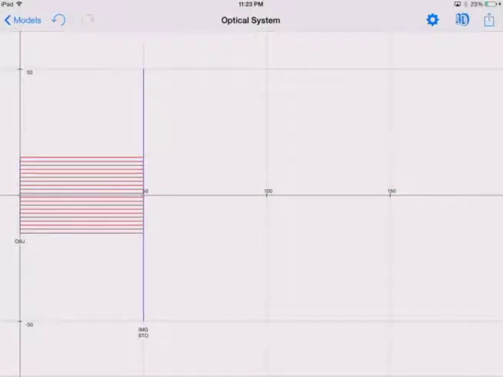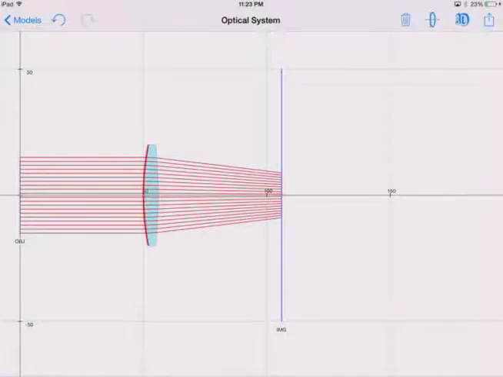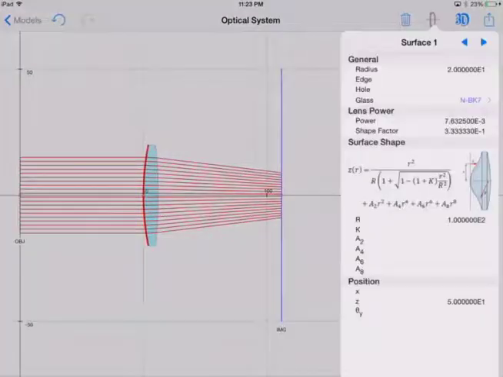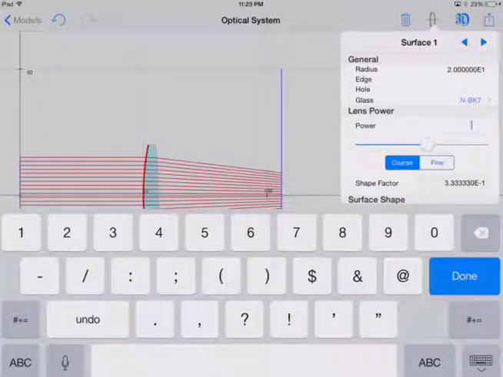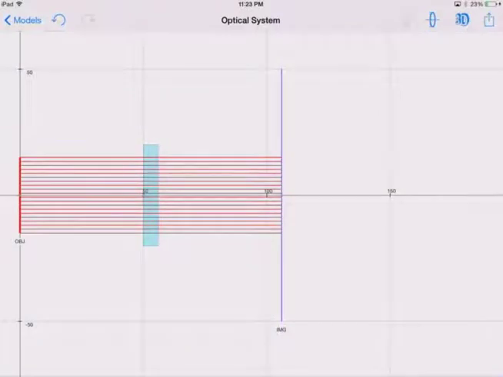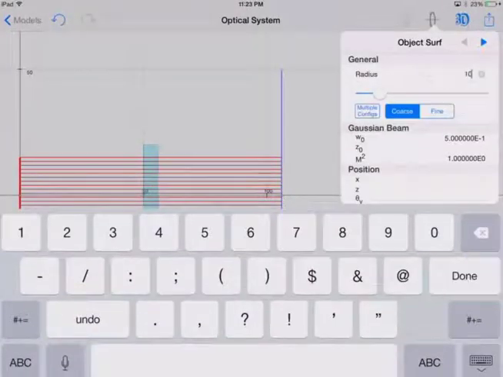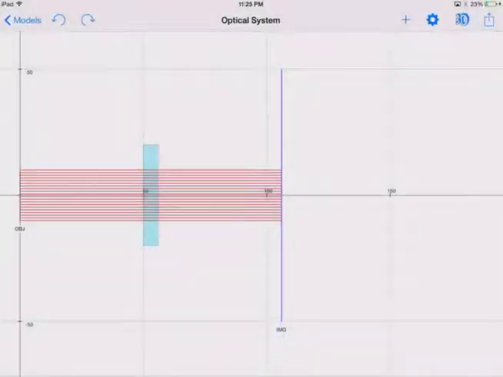Now I'm going to add a lens, and to simplify the discussion, we're going to make this lens flat by reducing the power to 0. And let's make our beam a little narrower by reducing this radius to 10. And let's make this glass material a little thicker.